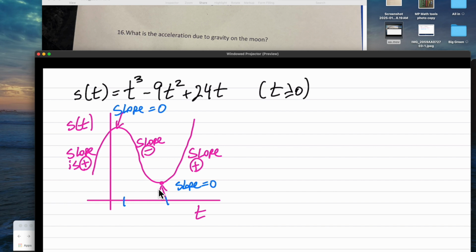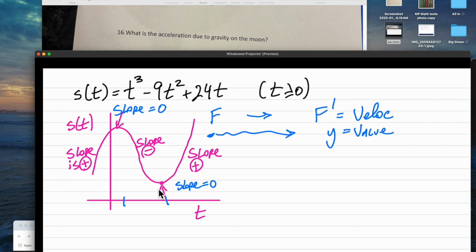Let's go ahead now and recall that if our f graph is position, then our f prime graph is velocity. Recall that the slope on the f function correlates with the y value on the velocity function. So where is the slope 0 is the same as saying where is the velocity 0. So what we're going to do is get an equation for the velocity. That's going to be s prime of t. That equals the velocity of t.